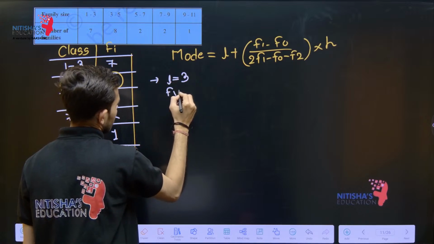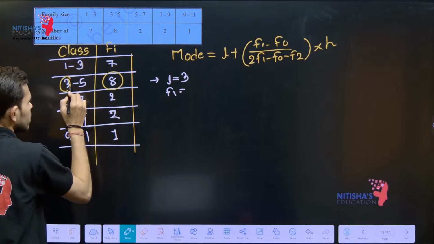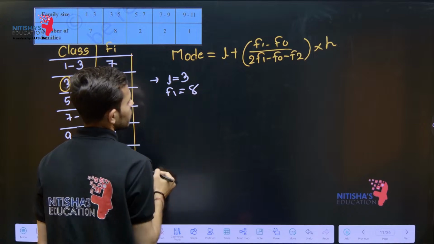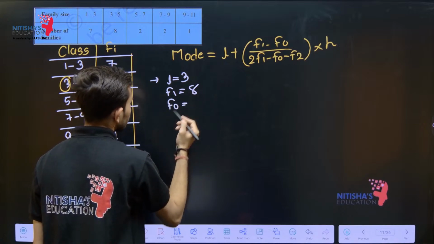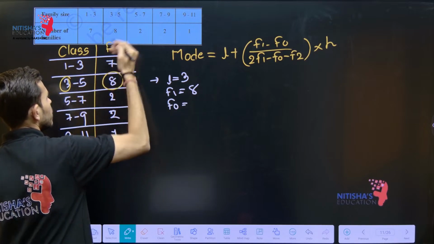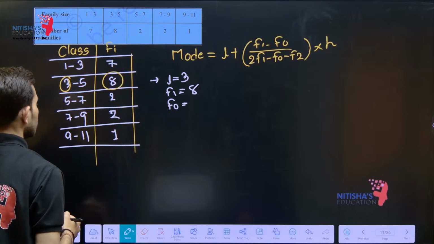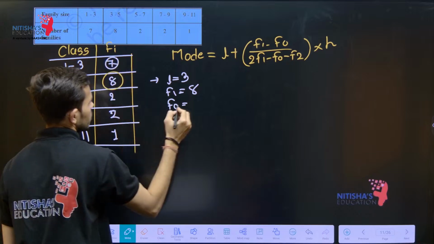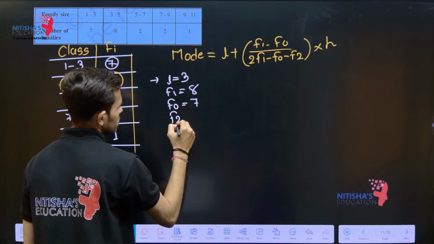Now what is F1? F1 is the frequency of the modal class. So it is 8. What is F0? It is the frequency of the previous class of the modal class. So it will be 7. What is F2?